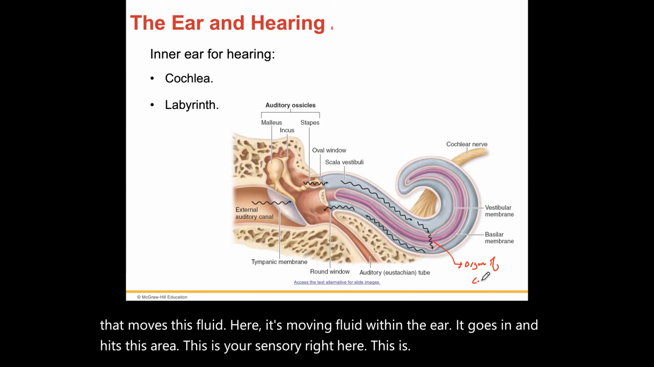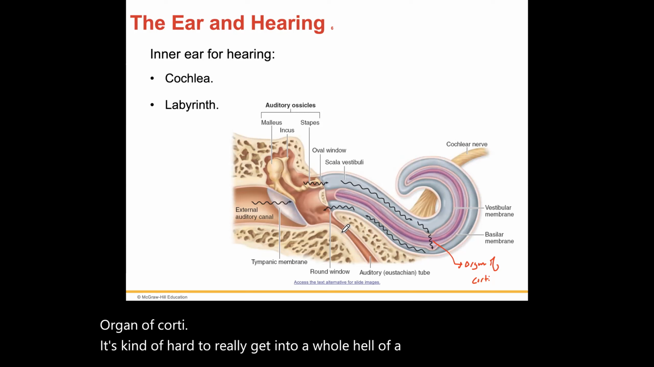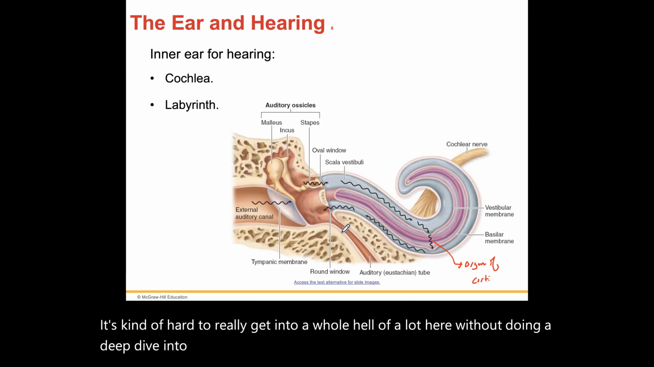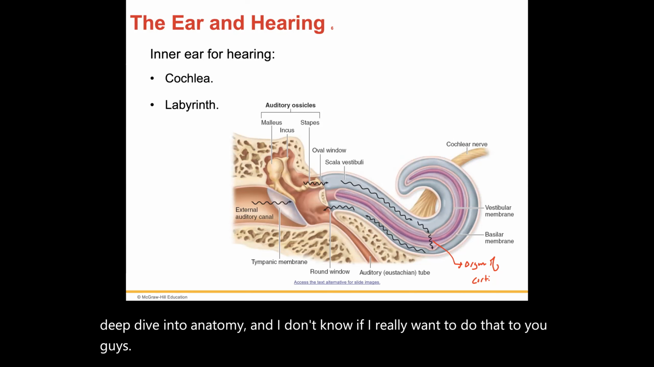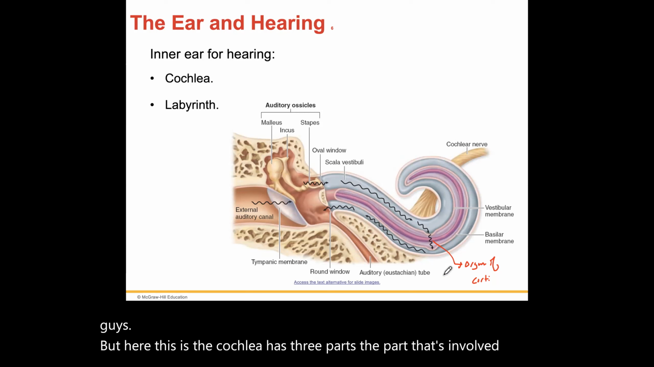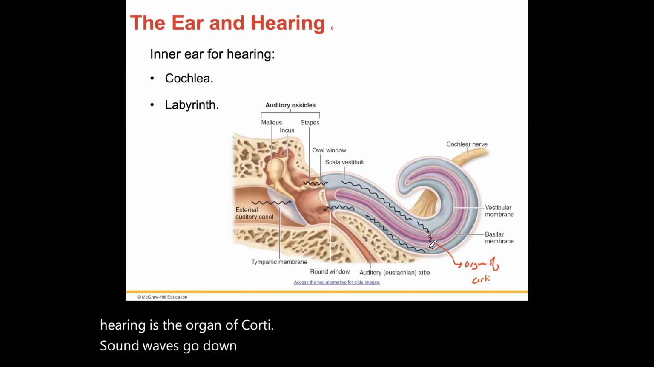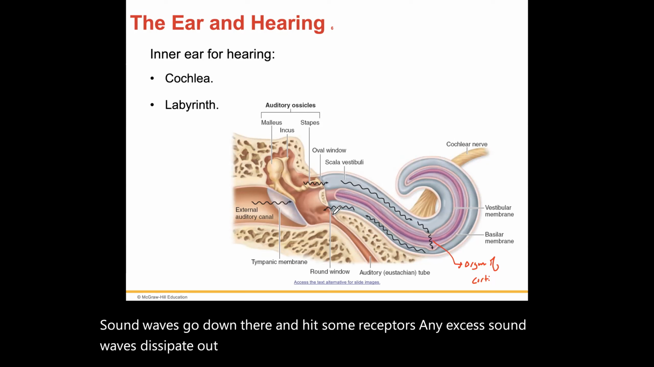This is the organ of Corti. It's hard to get into a whole lot here without doing a deep dive into anatomy, and I don't know if I really want to do that to you guys. But here, this is the cochlea. It has 3 parts. The part that's involved with hearing is the organ of Corti. Sound waves go down there, it hits some receptors. Any excess sound waves dissipate out through the round window.